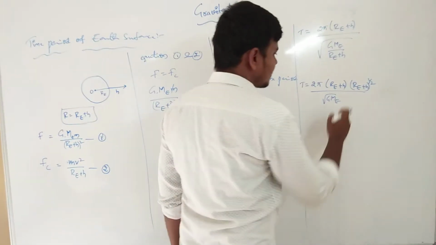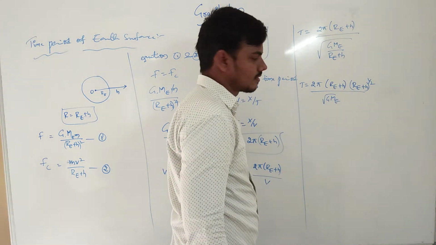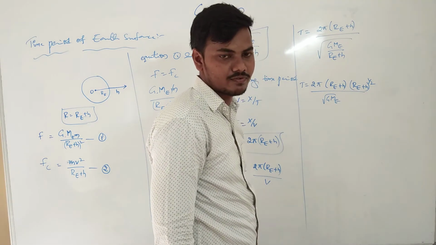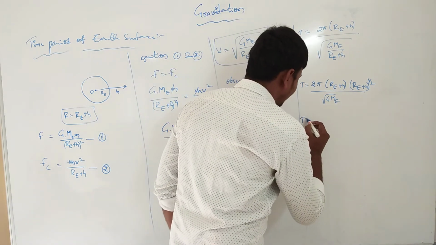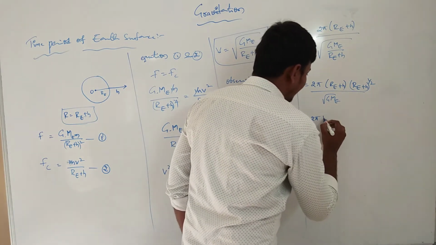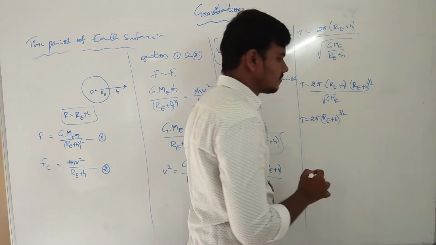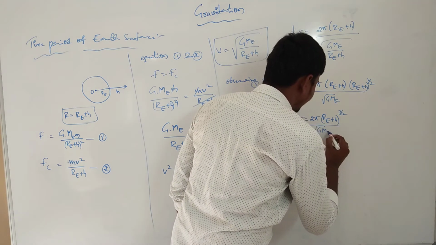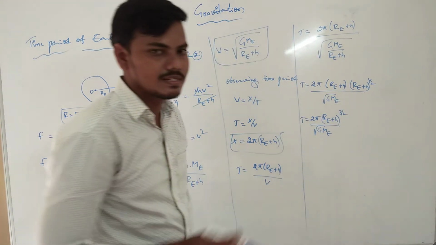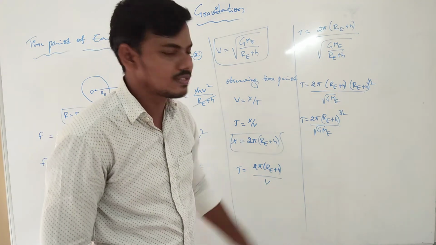Clear? Now this is R_E plus h to the power 1 and this is the 1 by 2 factor. We can take it as 1 plus 1 by 2 equals 3 by 2. Now the time period T is equal to 2 pi into R_E plus h to the power 3 by 2, by square root of G M_E.